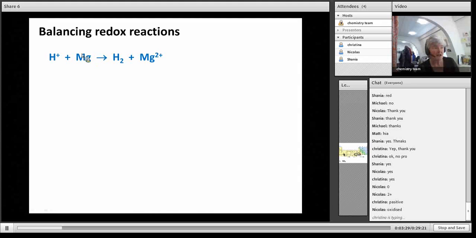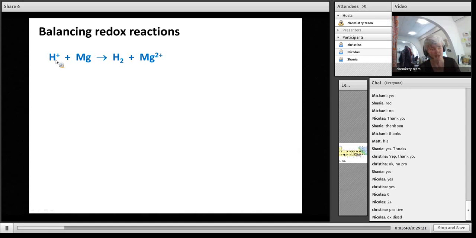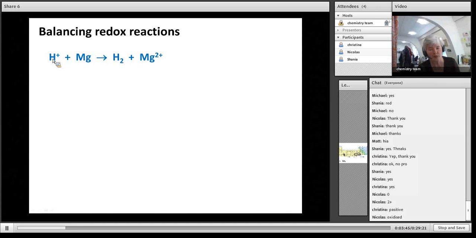Magnesium metal has lost those electrons because it's given them to the hydrogen ions. Now notice I'm using specific terms. I'm saying hydrogen ions. I'm not just saying hydrogen. So be sure you explain exactly what you mean. Do you mean hydrogen gas, hydrogen atoms, hydrogen ions? So magnesium metal has lost the electrons by giving them to the hydrogen ions. So the hydrogen ions have now gained electrons. So the hydrogen ions have been reduced.